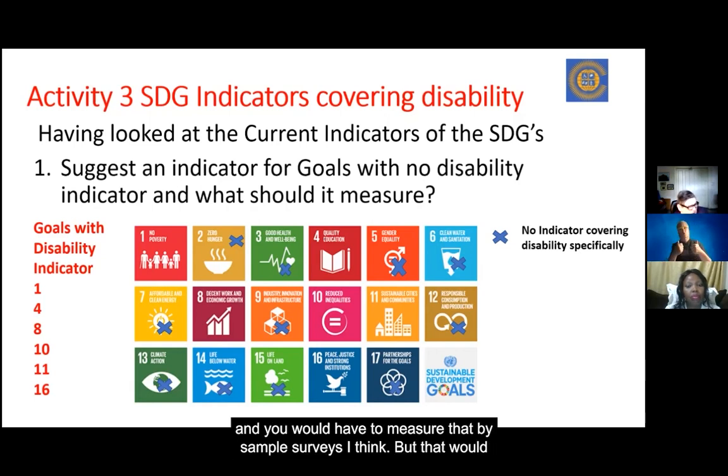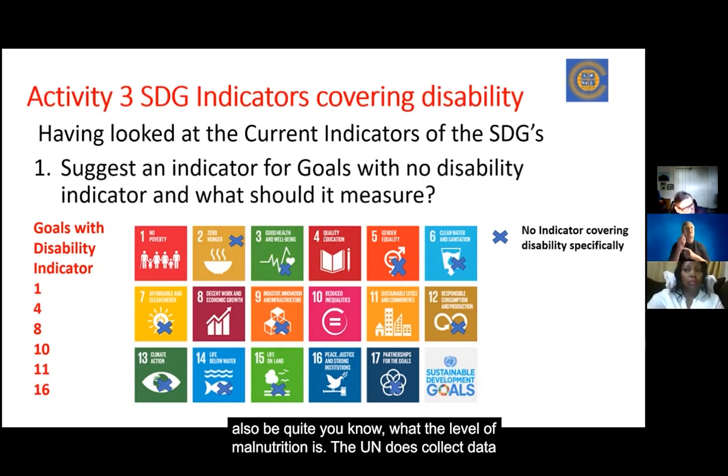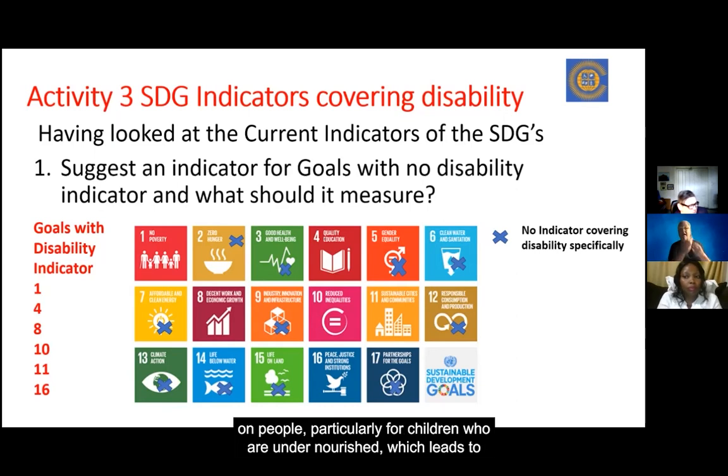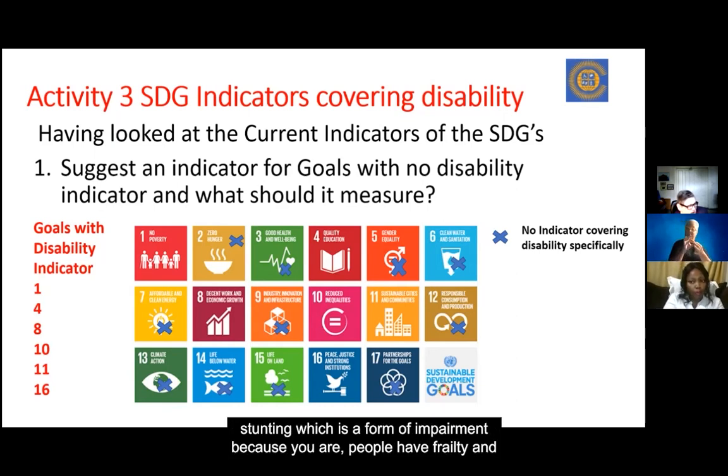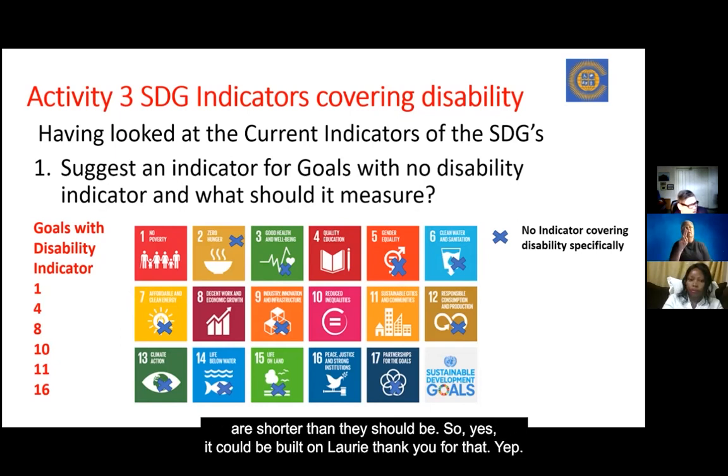And you would have to measure that by sample surveys, I think. But that would also be quite, you know, what the level of malnutrition is. The UN does collect data on people, particularly for children who are undernourished, which leads to stunting, which is a form of impairment, because people have frailty and are shorter than they should be. So yes, it could be built on, Laurie.